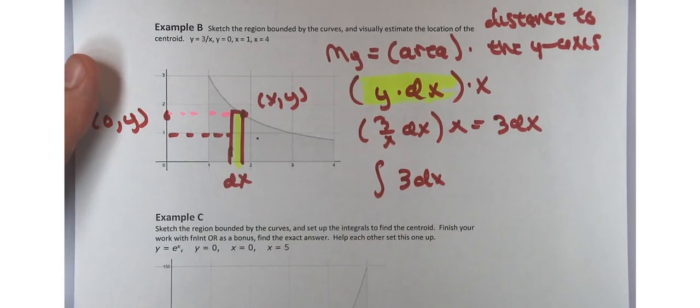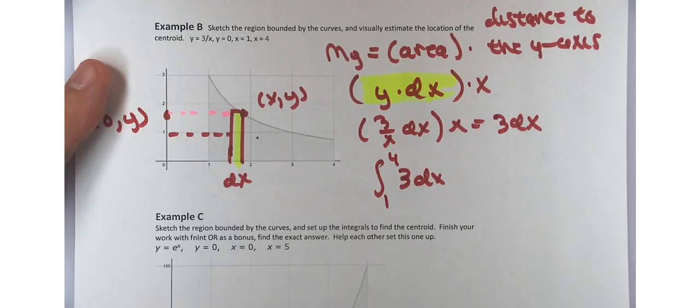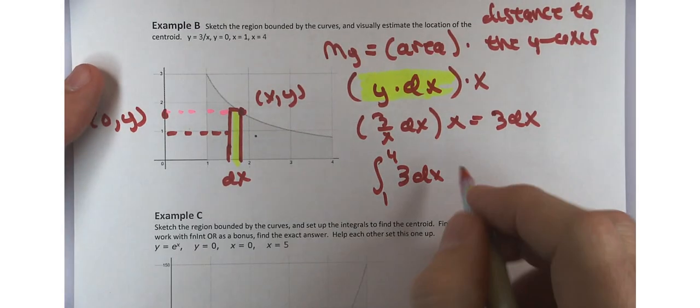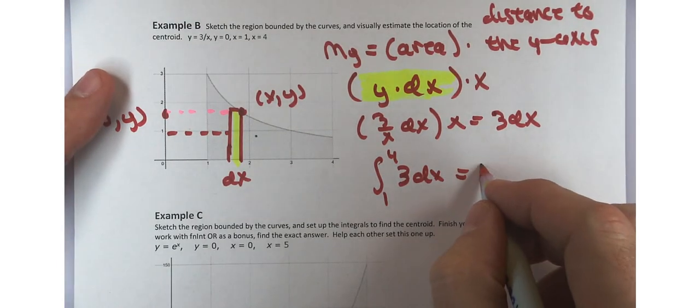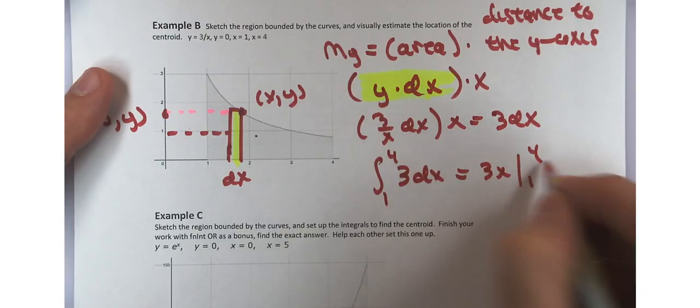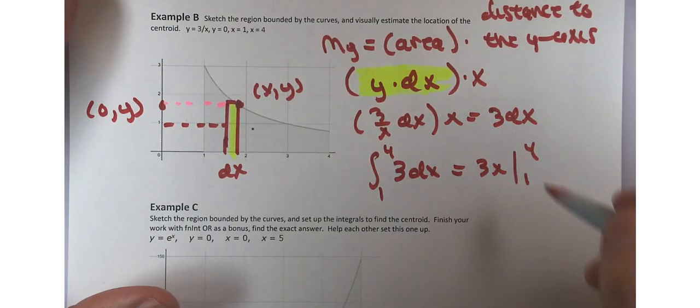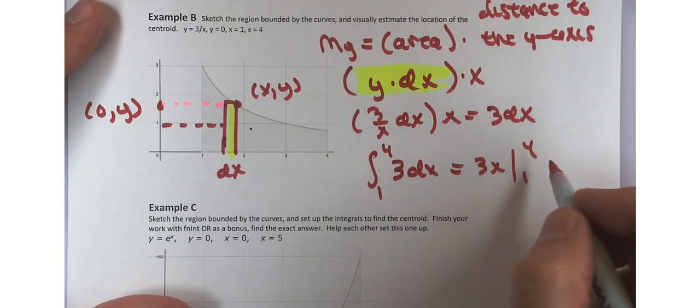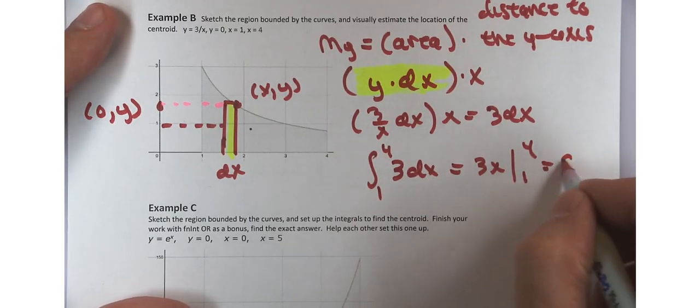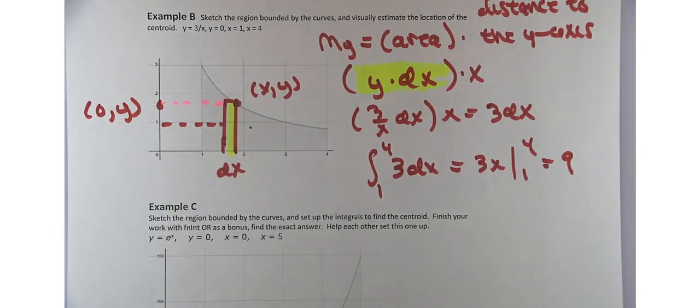between 1 and 4. And that's just going to be 3x between 1 and 4. I don't even think we're going to bother to do f and int on this one, right? This is going to be 12 minus 3, which is 9. Nice. So let's leave that part aside here for a moment. All right, let's try M sub x.